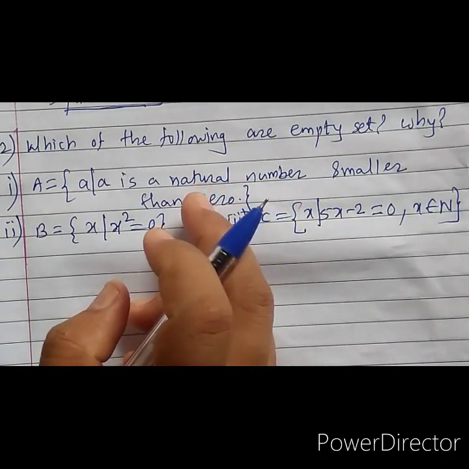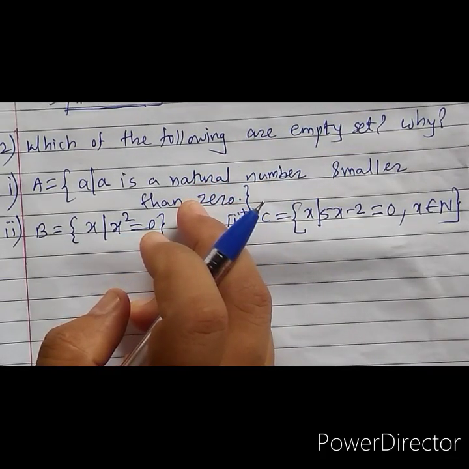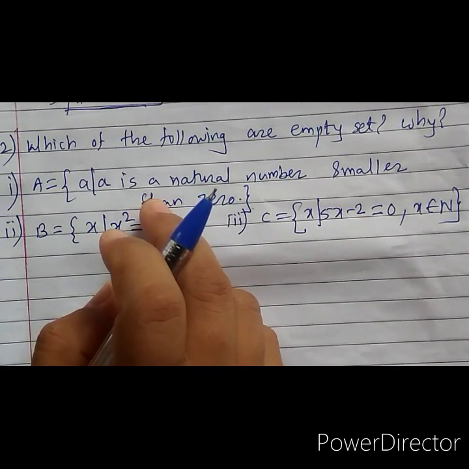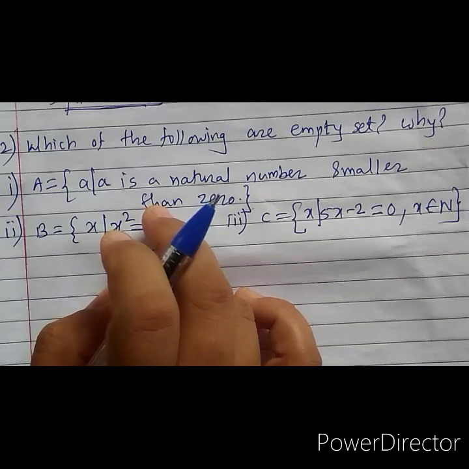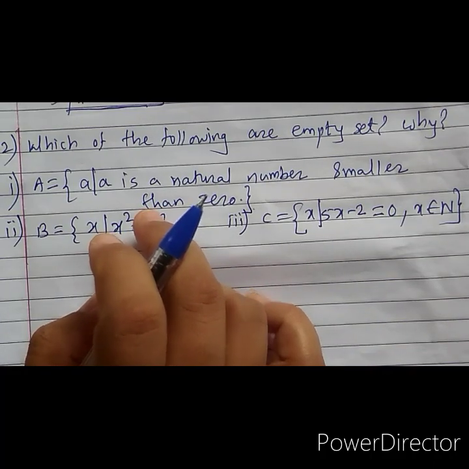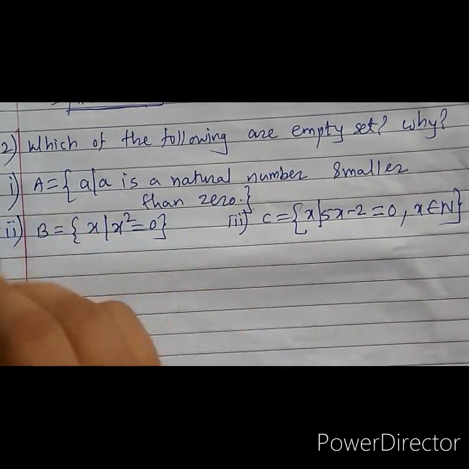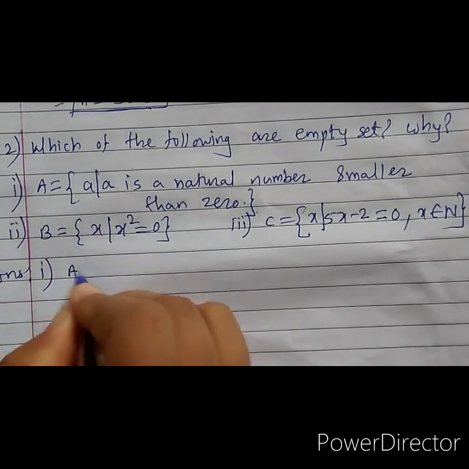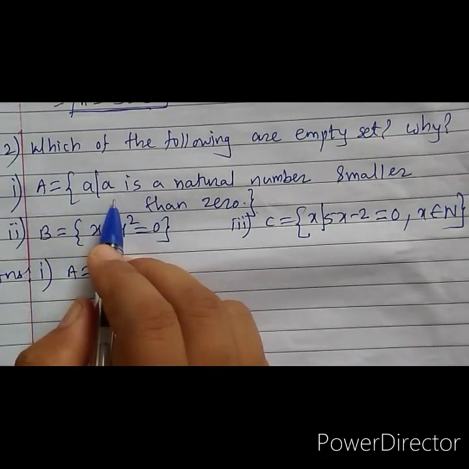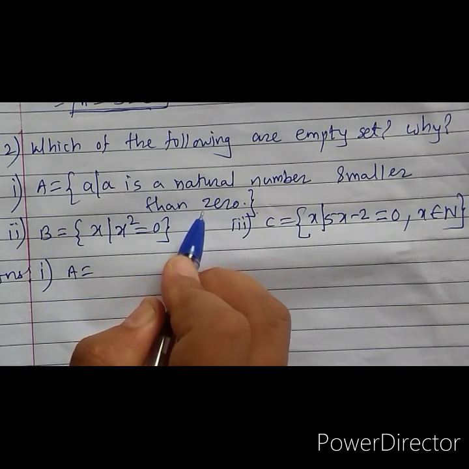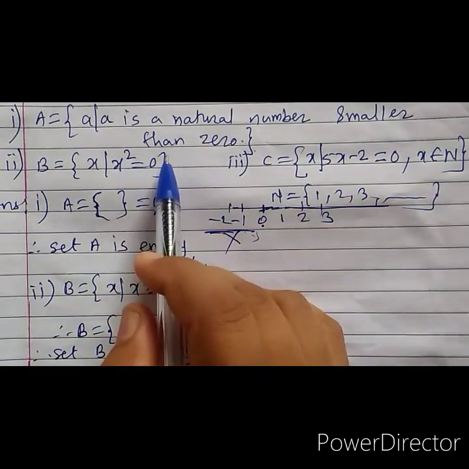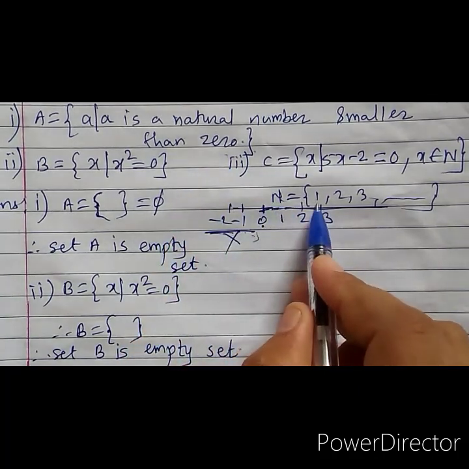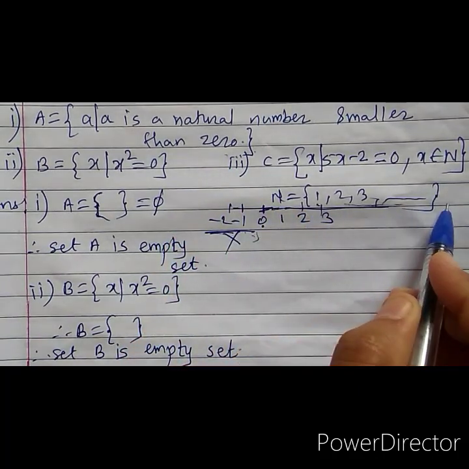Empty set means there is not a single element. That is called an empty set or null set. So let us see number 1. Set A is given: A such that A is a natural number smaller than 0. Now we know that natural numbers start from 1, 2, 3 and so on.